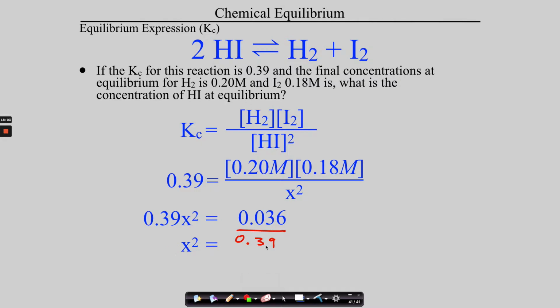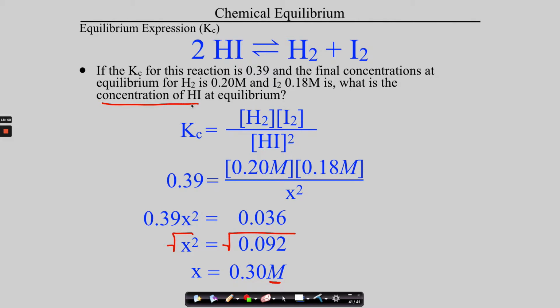Okay, and then I plug this into my calculator, and I see that x squared is equal to 0.092. And now I've got to get x completely alone. Right now it's being squared, so I've got to do the opposite on both sides to get x alone. So if it's being squared, I need to take the square root on the left, the square root on the right, and I'm left with x equals 0.30 molar.